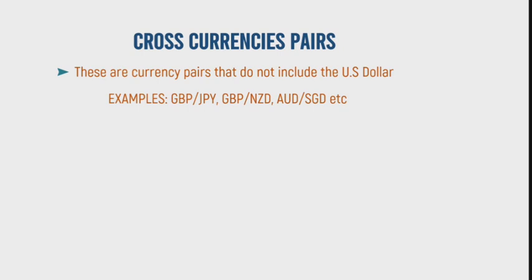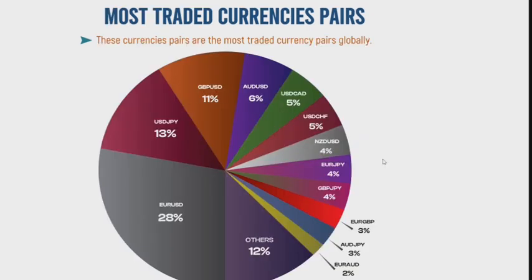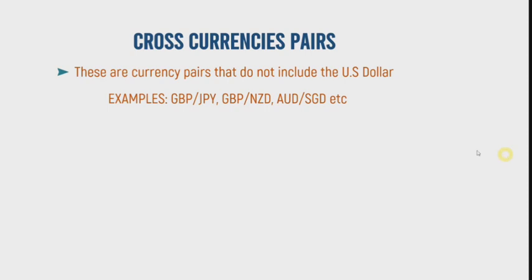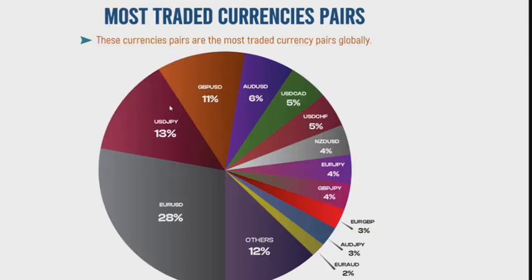You have to note that these are what we call the major currency pairs. We have the major currency pairs, and then we have the cross pairs. Major currency pairs are basically currency pairs that have the US dollar in them. Most of the pairs here have the US dollar in them, so these are called the major currency pairs in forex trading.